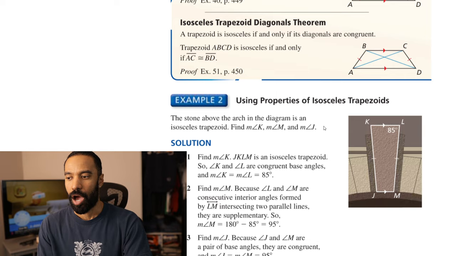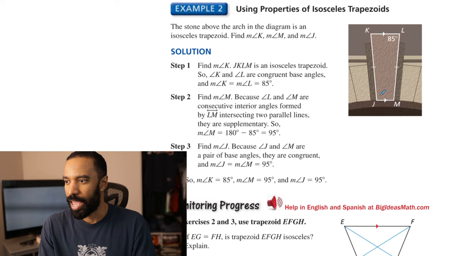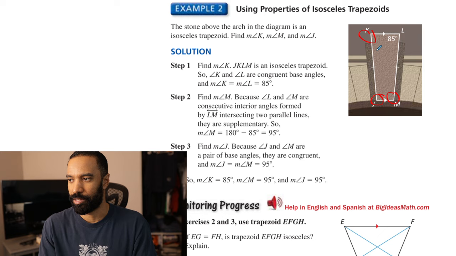All right, so let's look at the properties of isosceles trapezoids and see what we want to say here. The stone above the arch in the diagram is an isosceles trapezoid. Find the measure of angles K, M, and J. So boom, boom, boom, those three. An isosceles trapezoid would show these would both be 85, and these would be the supplements of them.